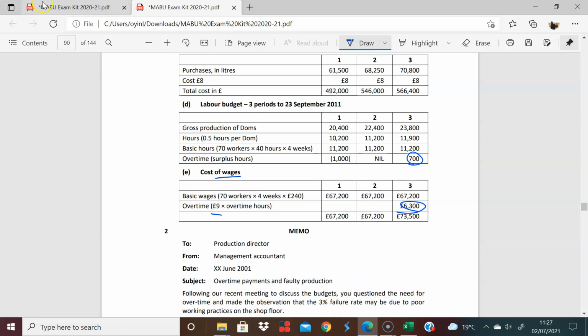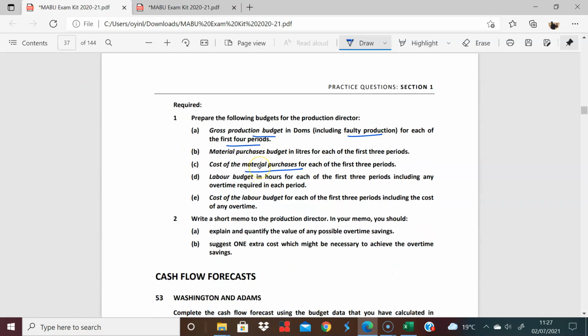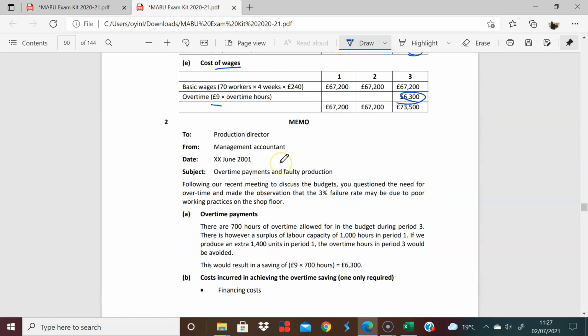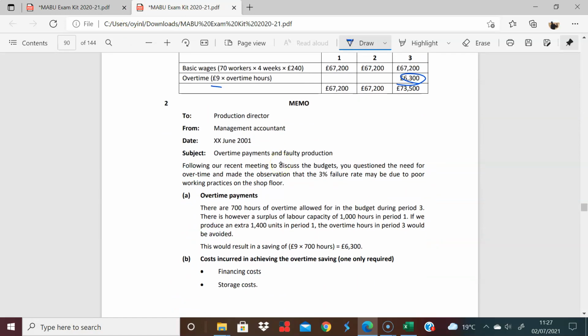Question 2 then goes on to ask you to explain and quantify the value of any possible overtime savings. So what we have here is that in period 3, we see that we have 700 hours of overtime, but you have a surplus in period 1. So potentially what you could do is to make more items in period 1. The argument here is how can we avoid getting overtime used at all? If we can make more items here, because you have a surplus of 1,000 hours in period 1.